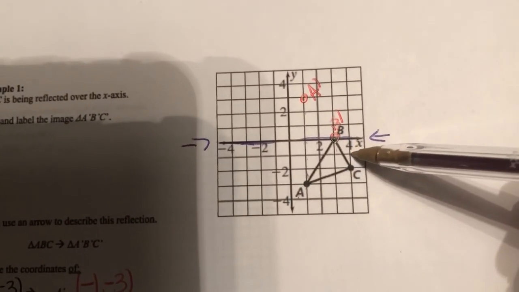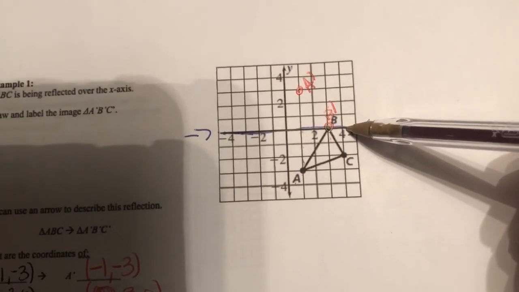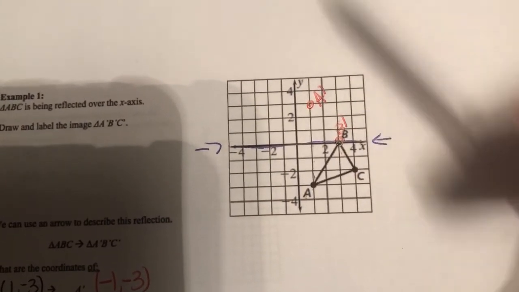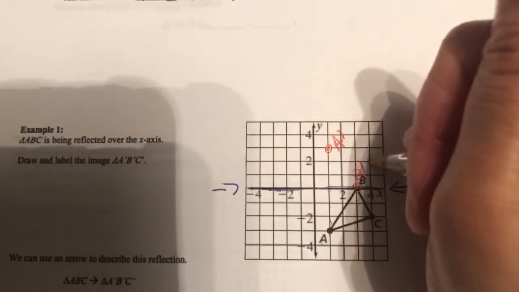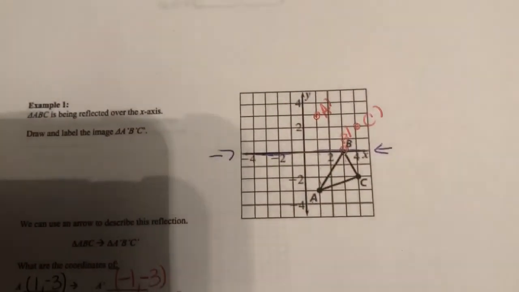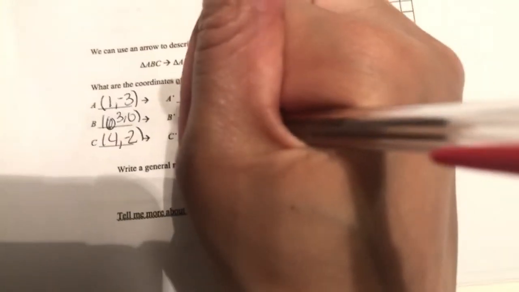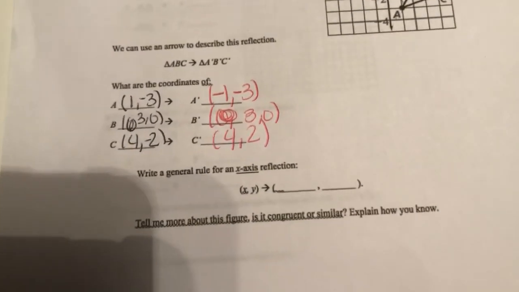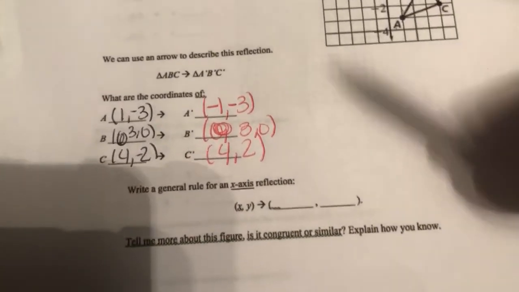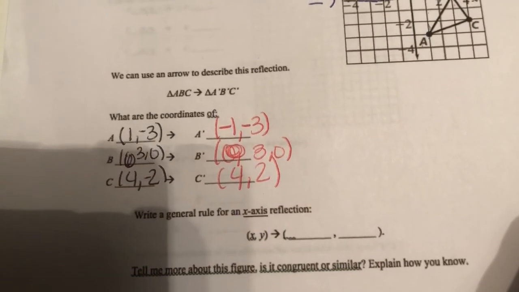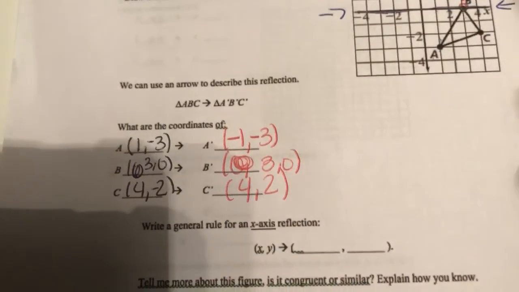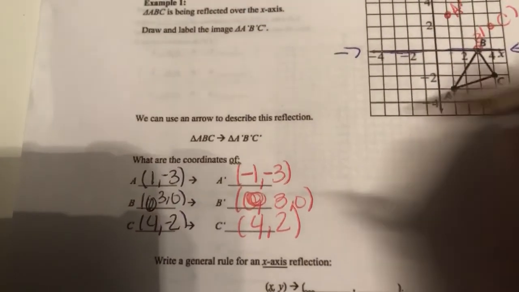Now for C, I'm going to see how many spots it is away from my line of symmetry, which is 1, 2. Like I said, since it's a mirror, it's going to do the exact same thing on the opposite side, 1, 2 spots away. So my C prime will be 4, 2. Oh, I apologize, my A prime should be 1, 3, not negative.